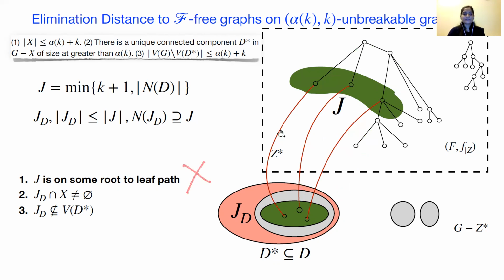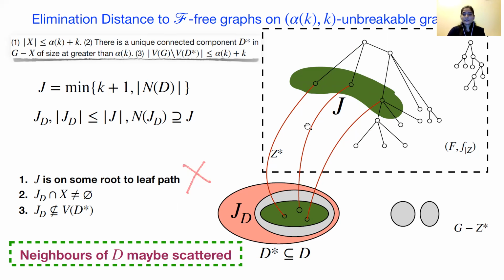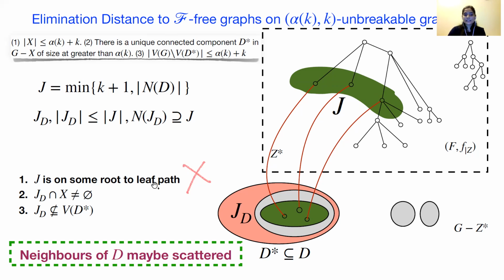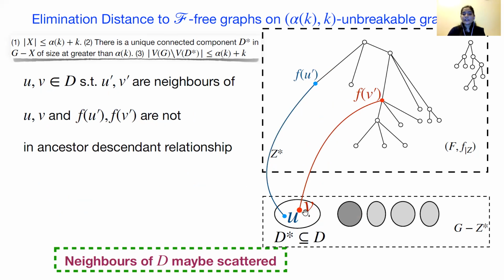Suppose this is not the case, then I want to say that one of the two properties is true. Either one of these vertices in JD goes into solution, or this set JD does not completely belong to the large connected component D star. So consider this case when the neighbors of D are scattered. Then for this property, let us consider a simple example. Now, suppose I have these two vertices U and V, such that their neighbors are not in ancestor-descendant relationship. So I have Fu prime, which is the neighbor of U, and I have Fv prime, which is the neighbor of V.